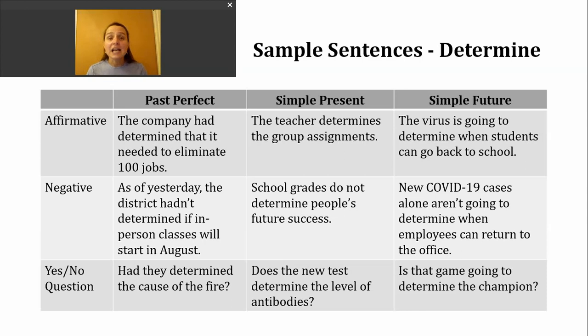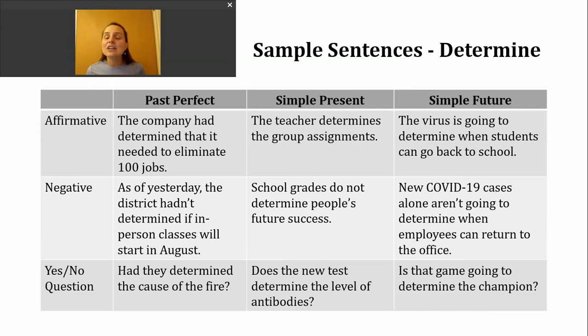If I want to make a yes or no question in the simple present, I'm going to start with do or does. Then I'll have my subject and then the base verb. Here's an example. Does the new test determine the level of antibodies? This is a question I saw in a news article talking about COVID-19 testing.